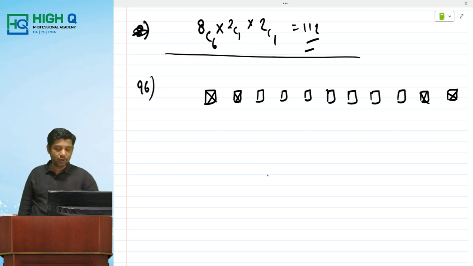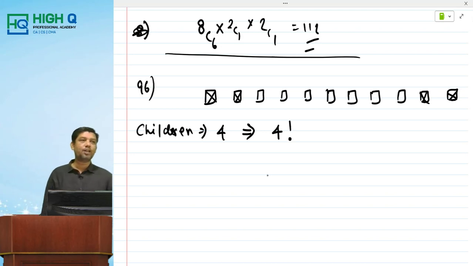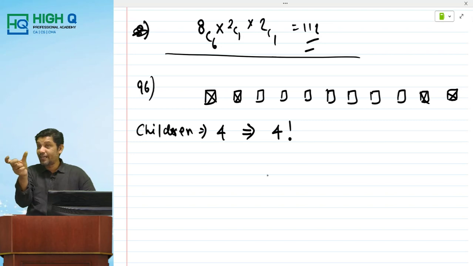Now tell me, my dear, children can be accommodated. How many children? 4. And they can be accommodated in how many seats? 4 seats, and 4 children can be accommodated in how many ways? 4 factorial ways. Because I am just writing those who have a constraint first. Is the old man having any constraint? No.